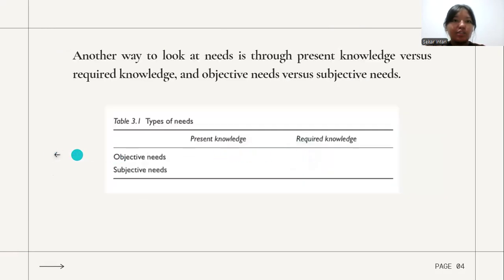Next, another way to look at needs is through present knowledge versus required knowledge, and objective versus subjective needs. Present knowledge tells us where learners are now, while required knowledge tells us where they need to be. Objective needs are measured by tests or observation, while subjective needs come from learners' own perceptions, usually collected through interviews or self-assessment.